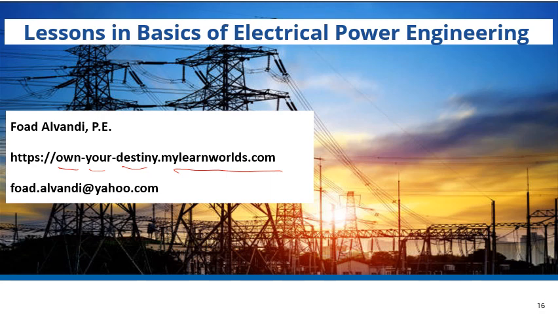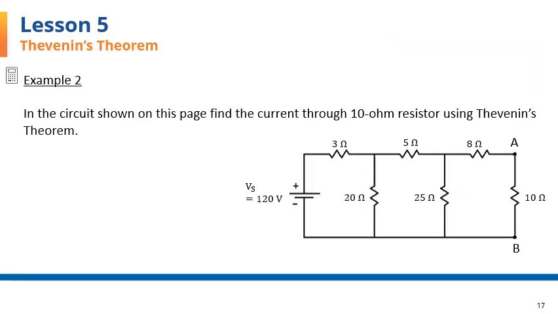I am now going to continue this lesson with example 2. In this example, we are asked to find the current through the 10 ohm resistor, this one, using Thevenin's theorem. To do this, I'll remove the 10 ohm resistor from the circuit, find the Thevenin equivalent of the remaining circuit from here down, and then replace the 10 ohm resistor back into that Thevenin equivalent circuit and find the current from that.